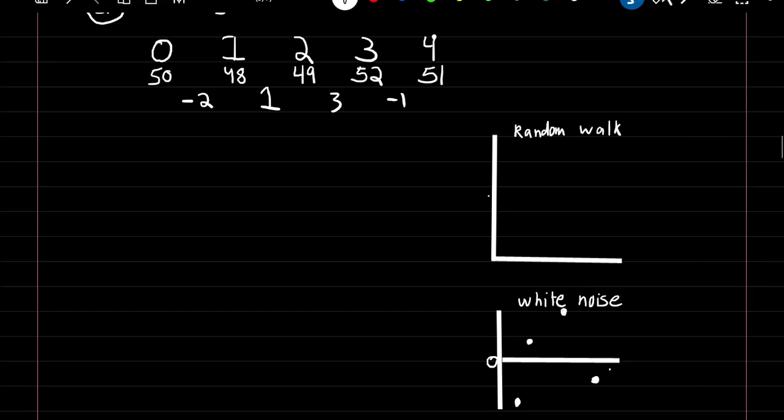Now if we were to plot our random walk model, we start at 50. We went down by 2, and we went up by 1, up by 3, and then down by 1, and ended at 51.